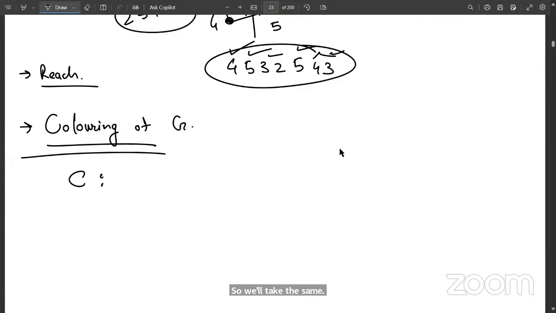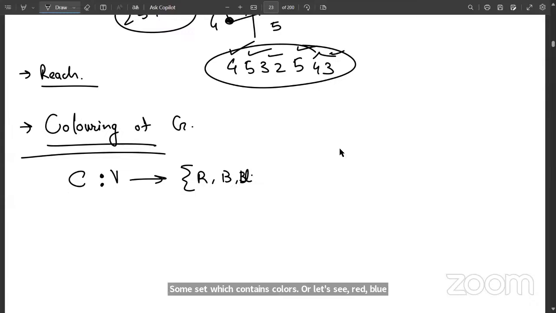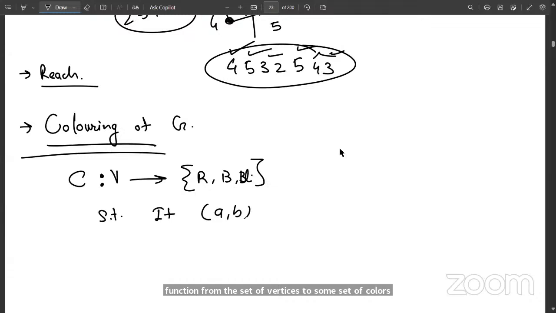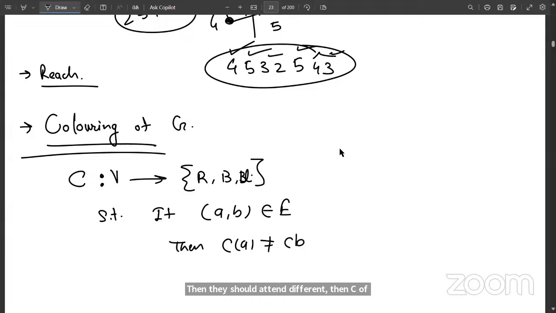We can define it via a function C from the set of vertices to some set which contains colors. So let's say red, blue, black are the colors here. So coloring is nothing but a function from the set of vertices to some set of colors in such a way that if two vertices A and B have an edge between them, then they should attain different colors. Then C of A is not equal to C of B. So a function which is respecting this condition is known to be a coloring.